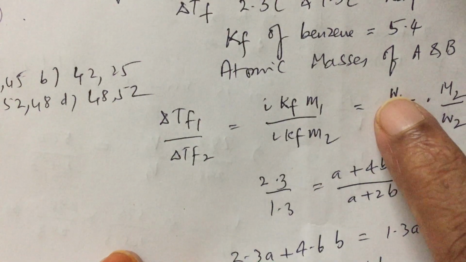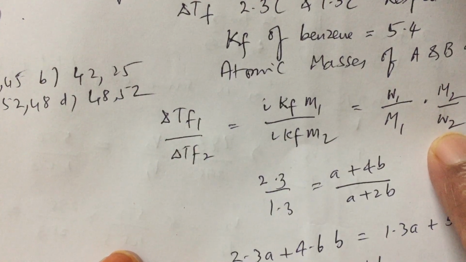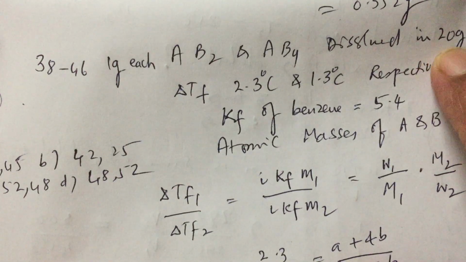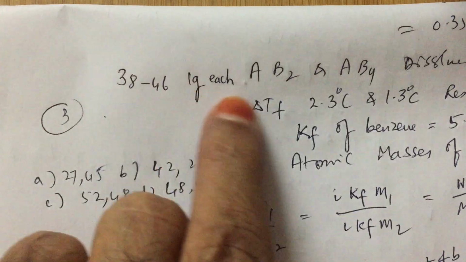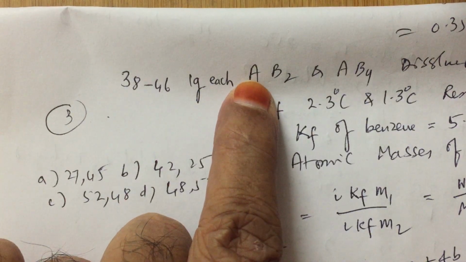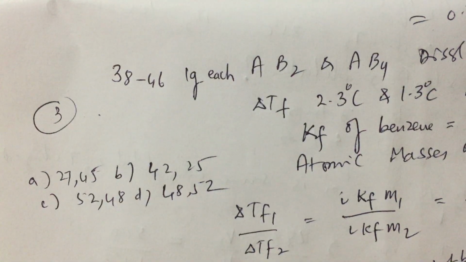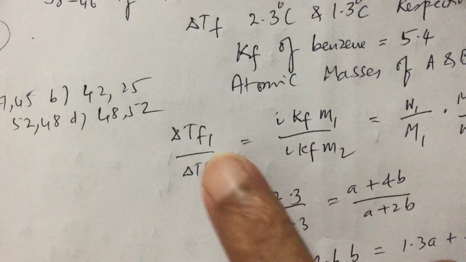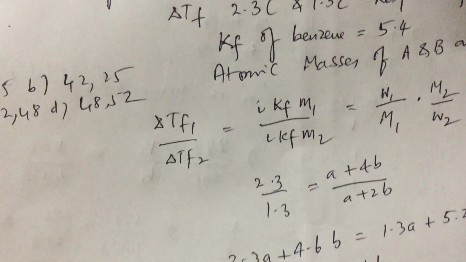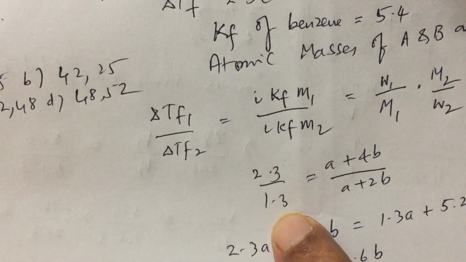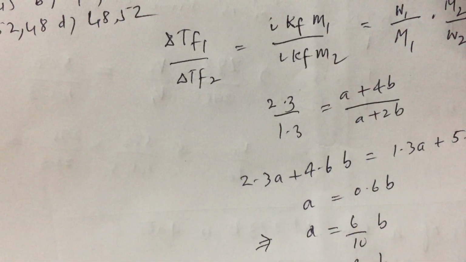Do you notice that W1 is 1 gram, and W2 is also 1 gram in our case? Have you realized that I have taken 20 grams of solvent in both cases, and in each case I dissolved just 1 gram of AB2, whose molecular weight I took as A plus 2B, and AB4, whose molecular weight I took as A plus 4B? Therefore, delta Tf1 by delta Tf2 is equal to A plus 4B by A plus 2B. 2.3 by 1.3 is equal to A plus 4B by A plus 2B. Directly I am getting this relation.